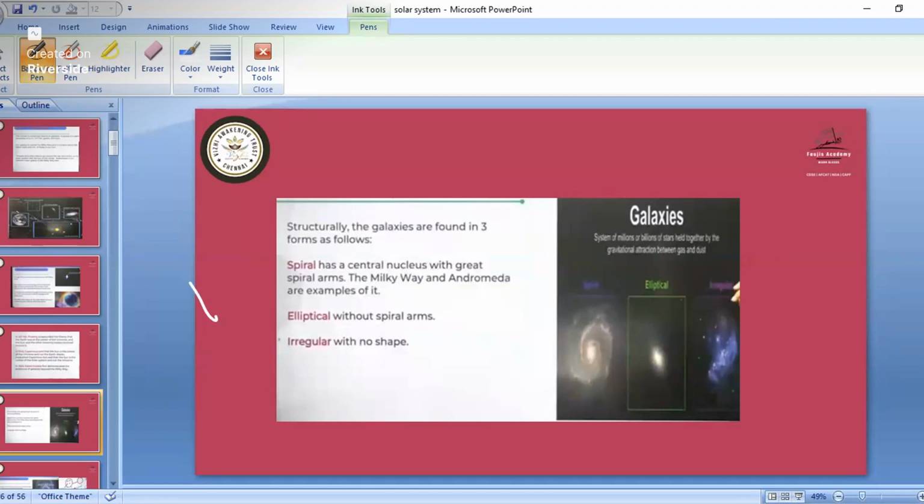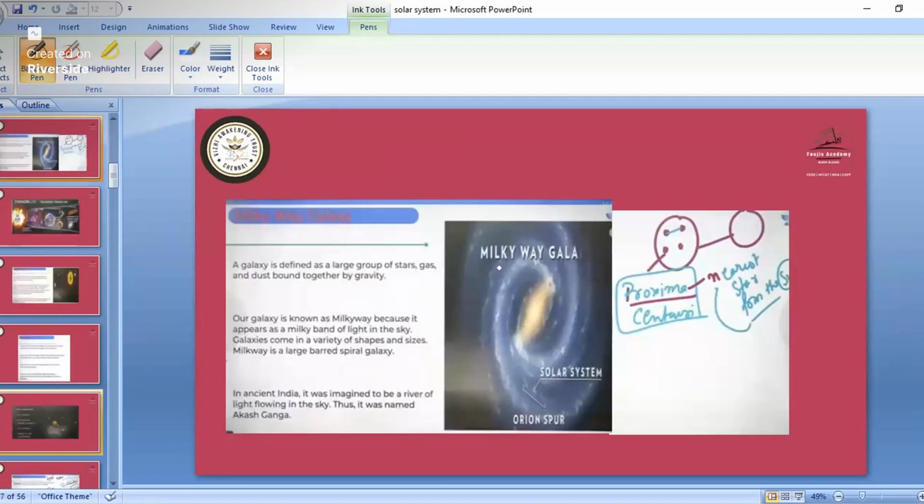Elliptical means what? It's not a full circle. It's like this. So it's not a full circle and it will be bulging at the center. If you take this one, that will be bulging. So that is elliptical. So they are elliptical without a spiral. Okay. Now the Milky Way galaxy. We are in the Milky Way galaxy.